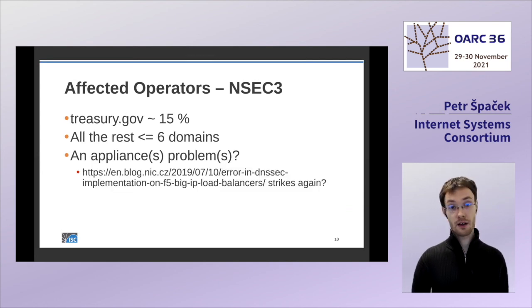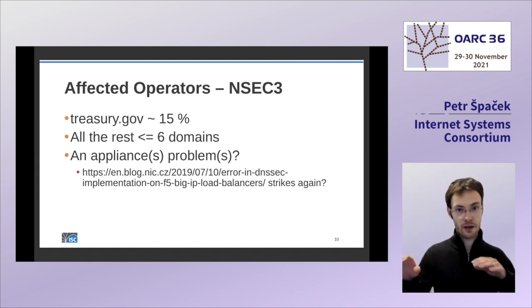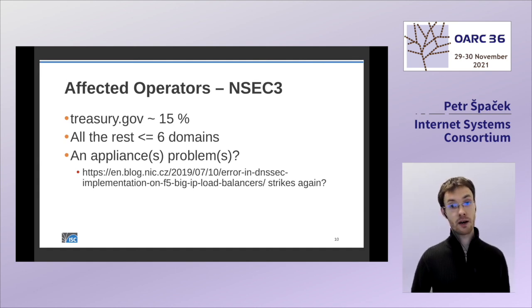For NSEC3, the landscape is very different because there is no clear clustering by operator. The only larger cluster of domains is US Treasury, but all the rest is like little breakage here and there. And we can speculate why. I believe that's because this type of breakage is caused by an appliance or possibly more appliances.